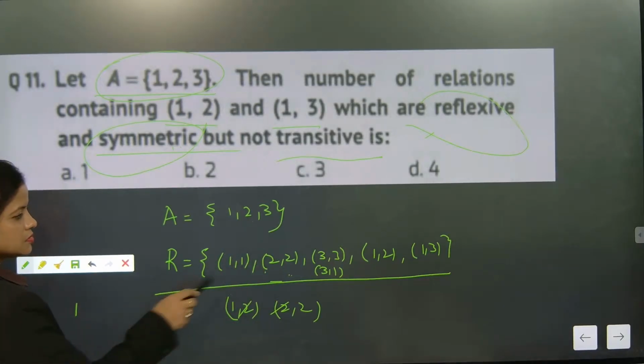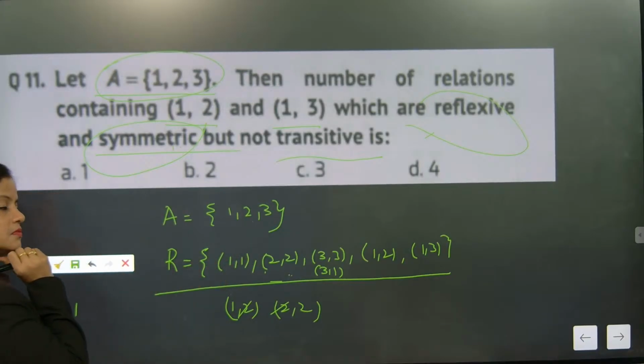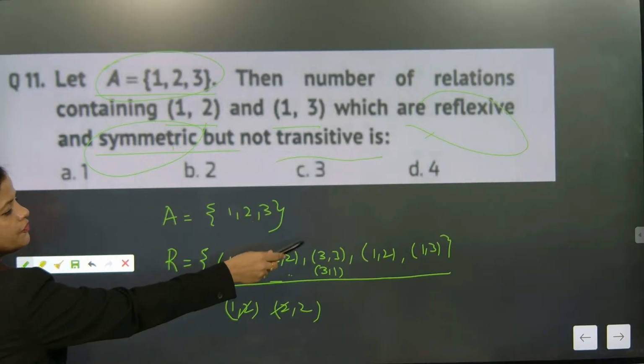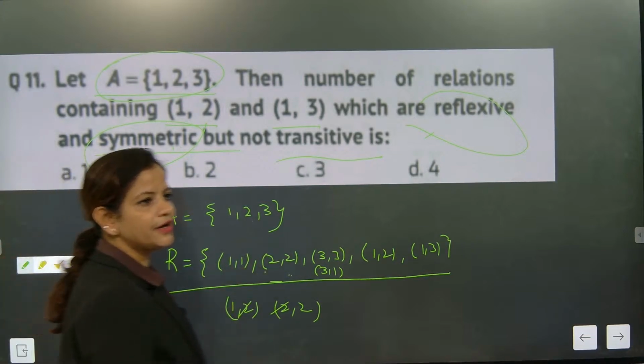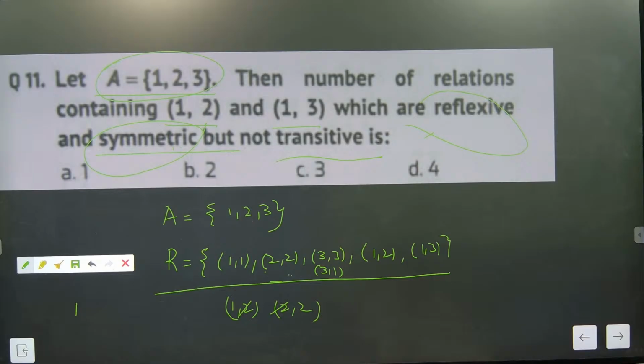1, 2. Any one single, because 1, 2, 3, 4, 5, 6. Already 6 added. Check very carefully. Already 6 added. Is it transitive or not? You tell me. It is transitive. Still transitive. But they are telling it should not be transitive.